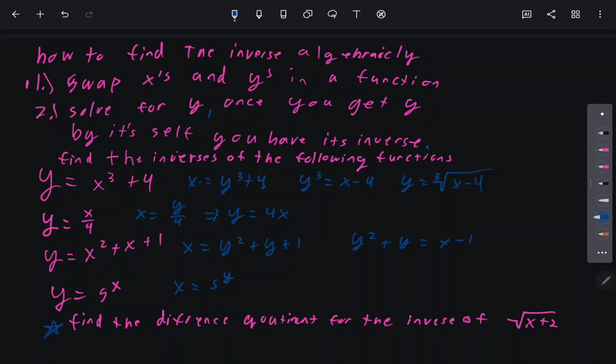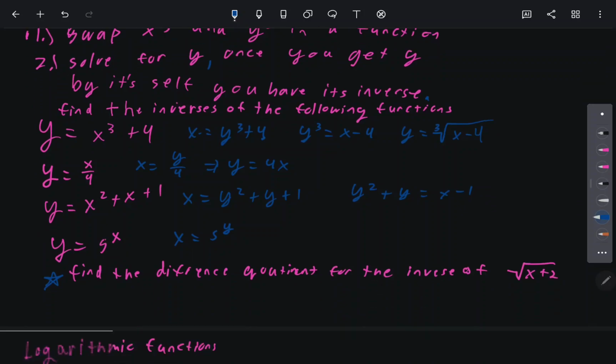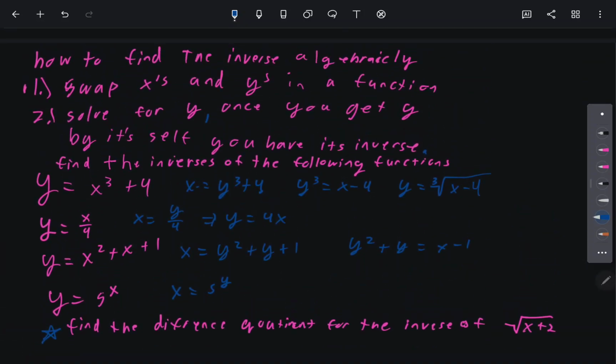But wait a minute, didn't we say that was invertible earlier, since it is one-to-one? Well, it is. We just don't have the tools to invert it yet. And that's what we're going to be doing in this next section. But I would like to find the difference quotient for the inverse of the square root of x plus 2.